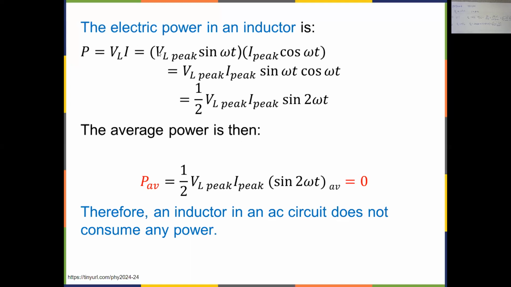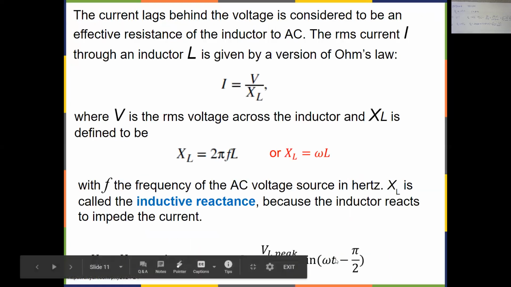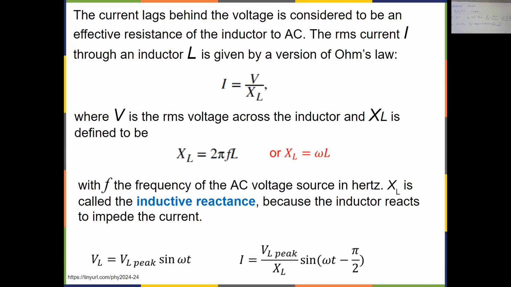So V is a sine function with a peak value VL, and then the current is I peak times cosine of omega t. Let's go a couple slides back here. This is current I, which also has a peak value of V peak over XL, the reactance. Then sine of omega t minus pi over 2 is actually cosine omega t.